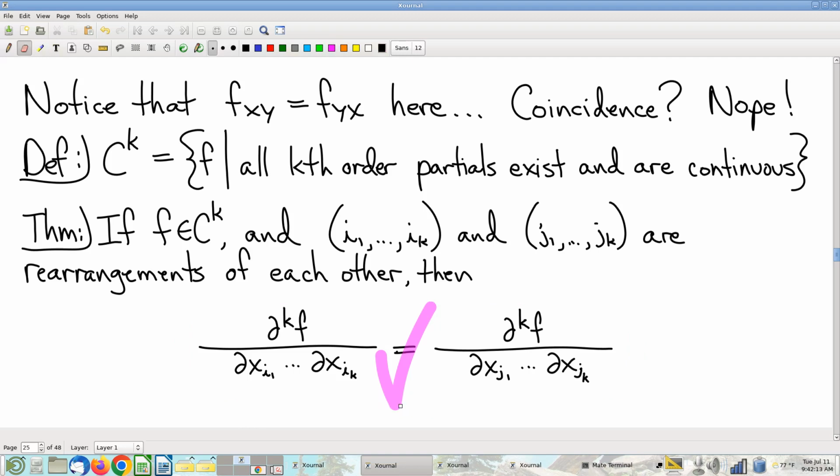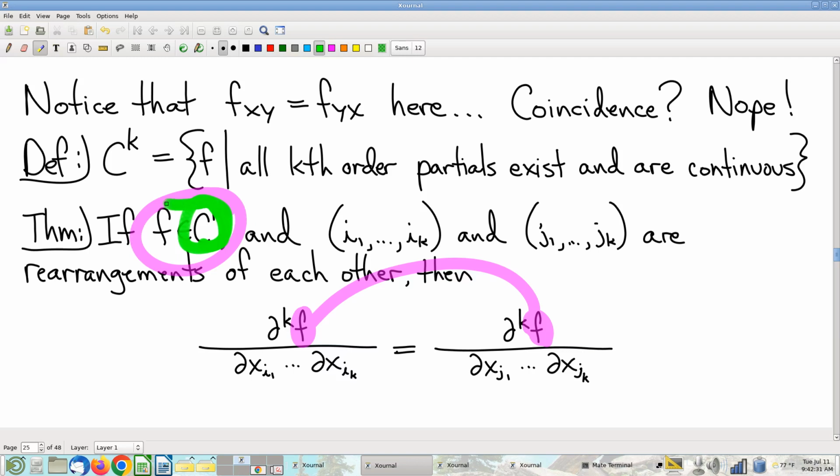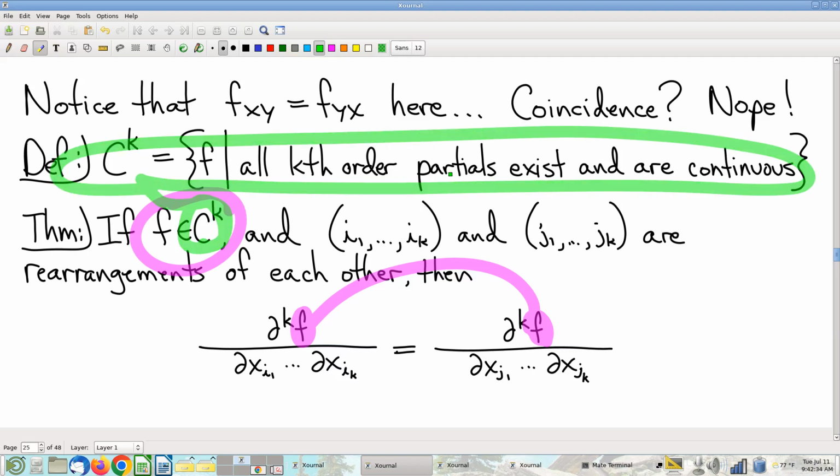But there is a condition. Again, most of the time, this condition is going to be satisfied. The condition is that the function in question, whose partials you're talking about, has to be what we call C^k. And what that means is that not only is the function continuous, but the partials are continuous. The second partials are continuous. The third partials, the fourth partials, blah, blah, blah, all the way up to and including the kth order partials. Thus the k in the notation. So, in other words, it's got to be a pretty nice function.